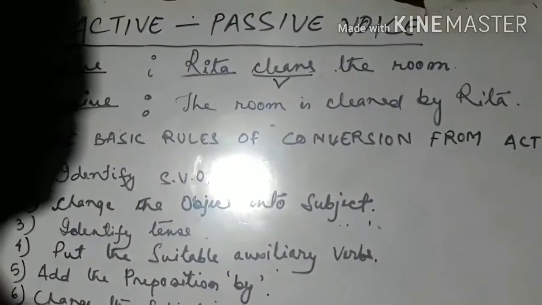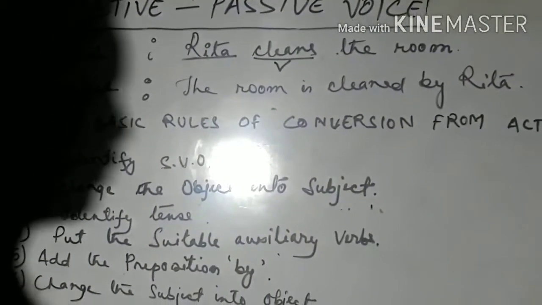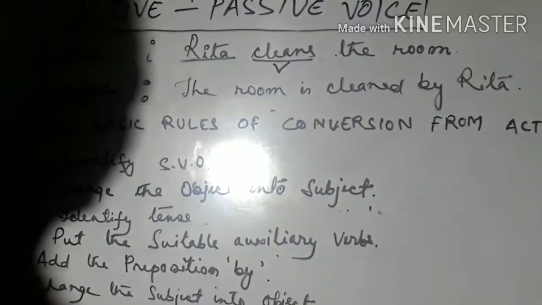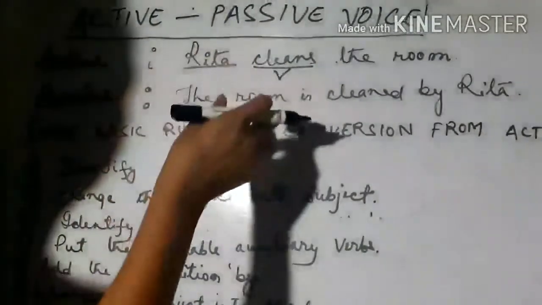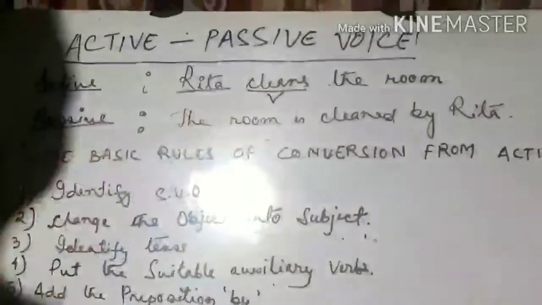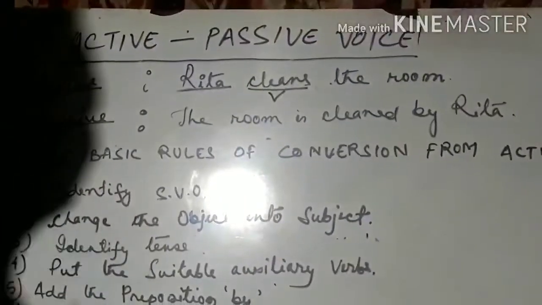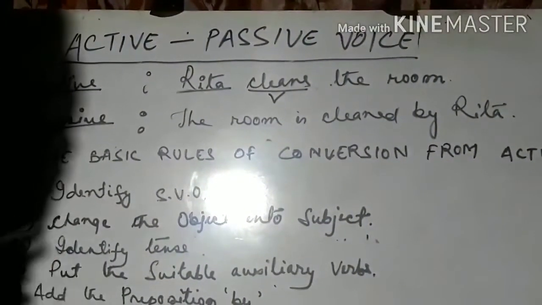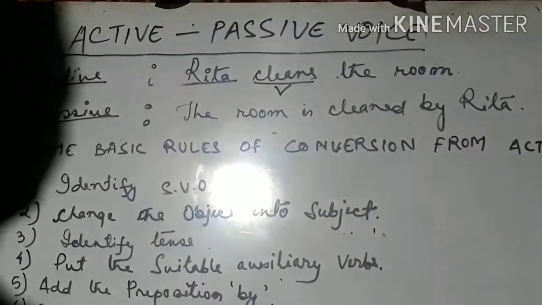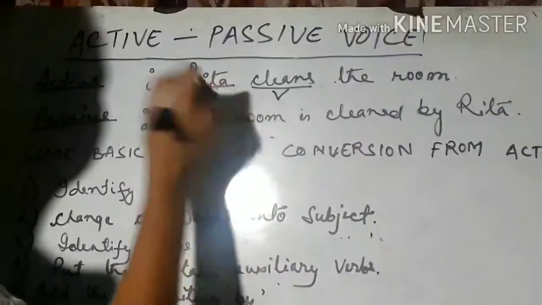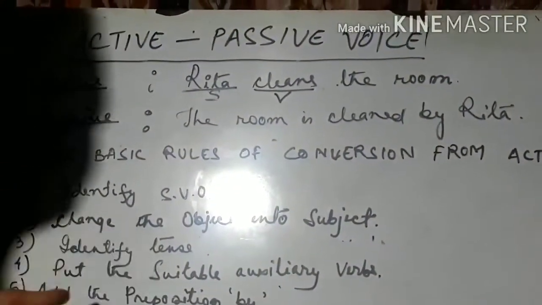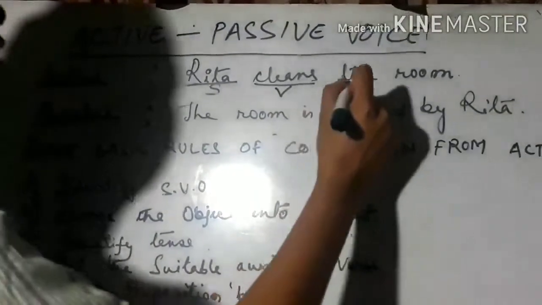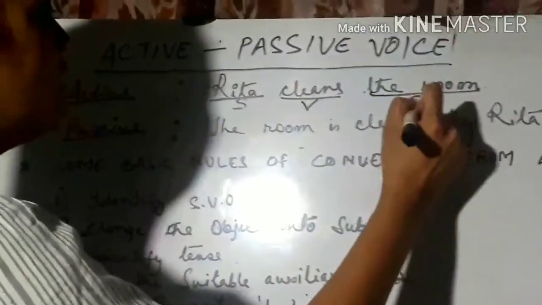Action words are verbs. Actually there are two forms of verbs, auxiliary verb and the principal verb, but all the action words belong to principal verbs. Who cleans the room? Who does it? Rita. Rita is the subject. She is the doer. And what does Rita clean? The room. This one is the object.